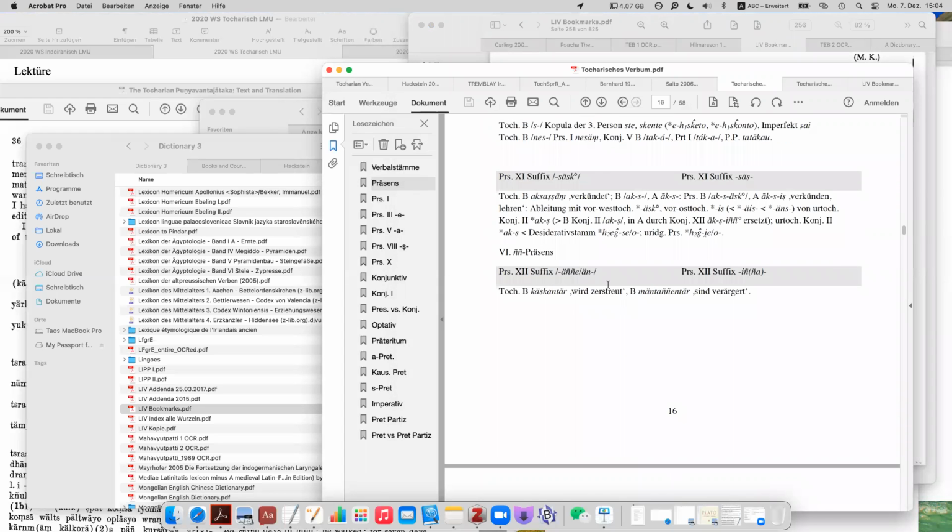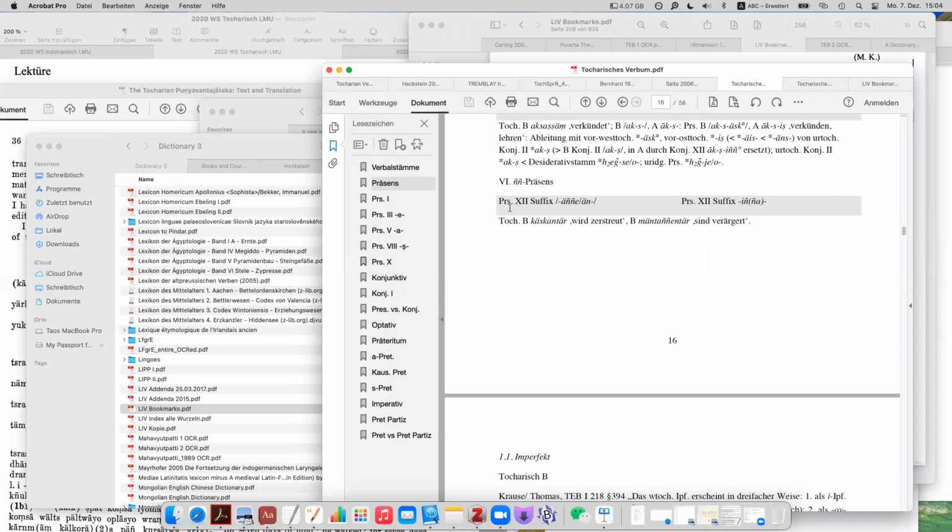Okay, and then there's a final class, a 12th class. It's called near present with the suffix near. It's actually in origin a denominative, derived from nouns. Yeah, it's a typical denominative class. So this is basically for the present.